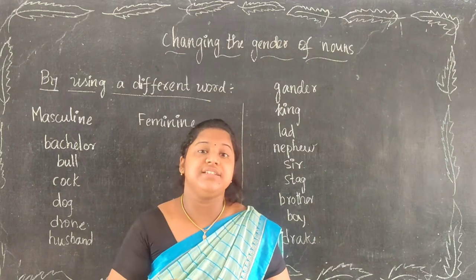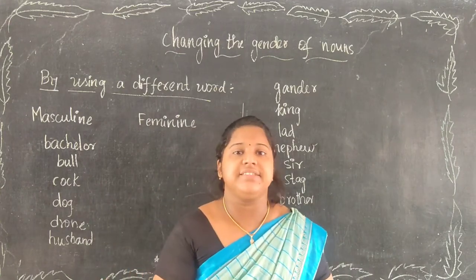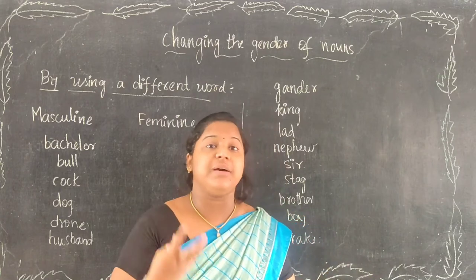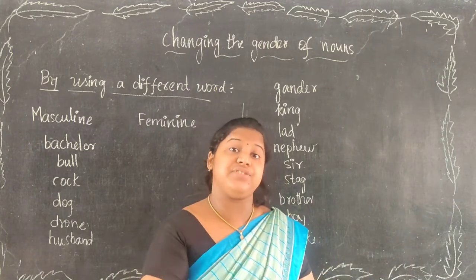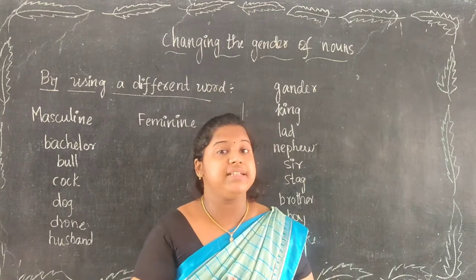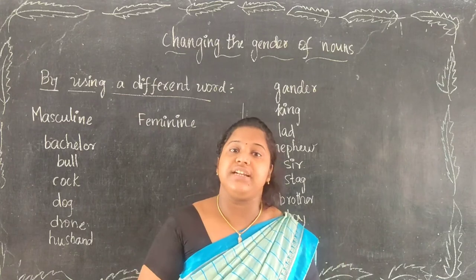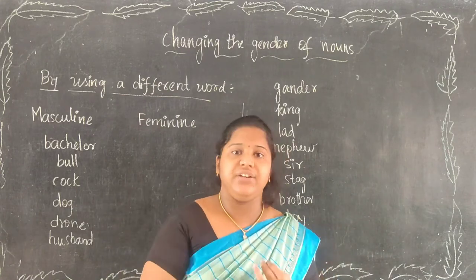And then what is neutral gender? Neutral gender, we can say, is non-living things. For example, we usually say 'it' for such things, which refers to the neutral gender. Okay, have you understood? Tell me, how many genders are there? Yes, there are four genders: masculine gender, feminine gender, common gender and neutral gender.